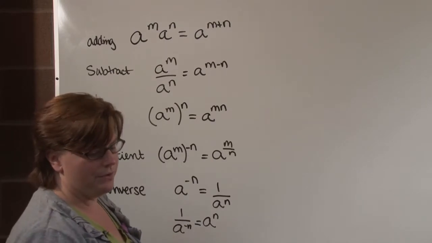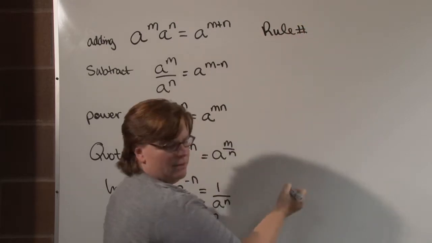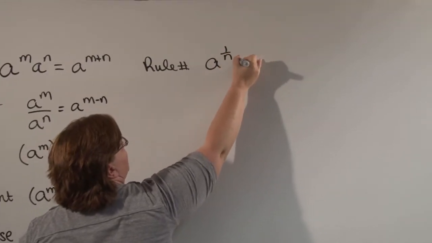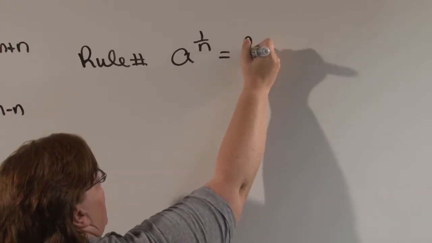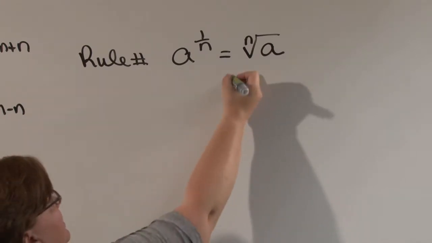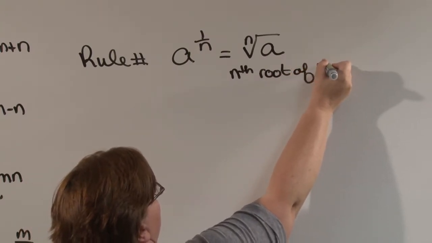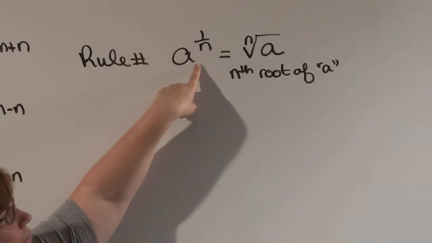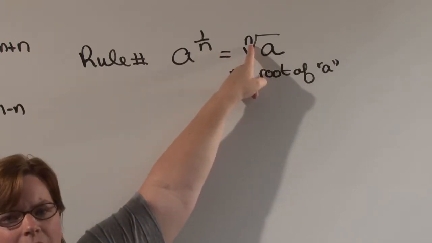So we have two new rules for this one. The first rule states that if I have a to 1 over n, I can rewrite this as a radical. And I rewrite that as the nth root of a. So notice how I said that. It's the nth root of a. I like to remember this because we have our n in the bottom of the fraction, and that's kind of the root of the fraction. So it becomes the root in the radical.